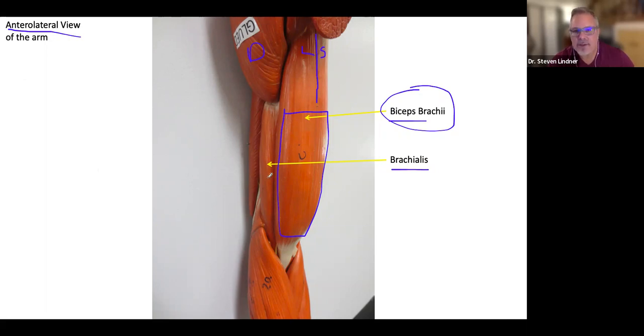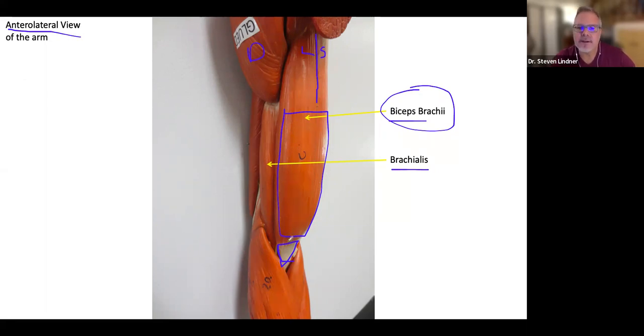And the reason why it's so strong is that it crosses the elbow joint as a muscle, whereas if you look at the biceps, it crosses the elbow joint as a tendon. So whenever a muscle crosses a joint and the belly of the muscle is actually crossing the axis of the joint itself, it makes it a very strong muscle.